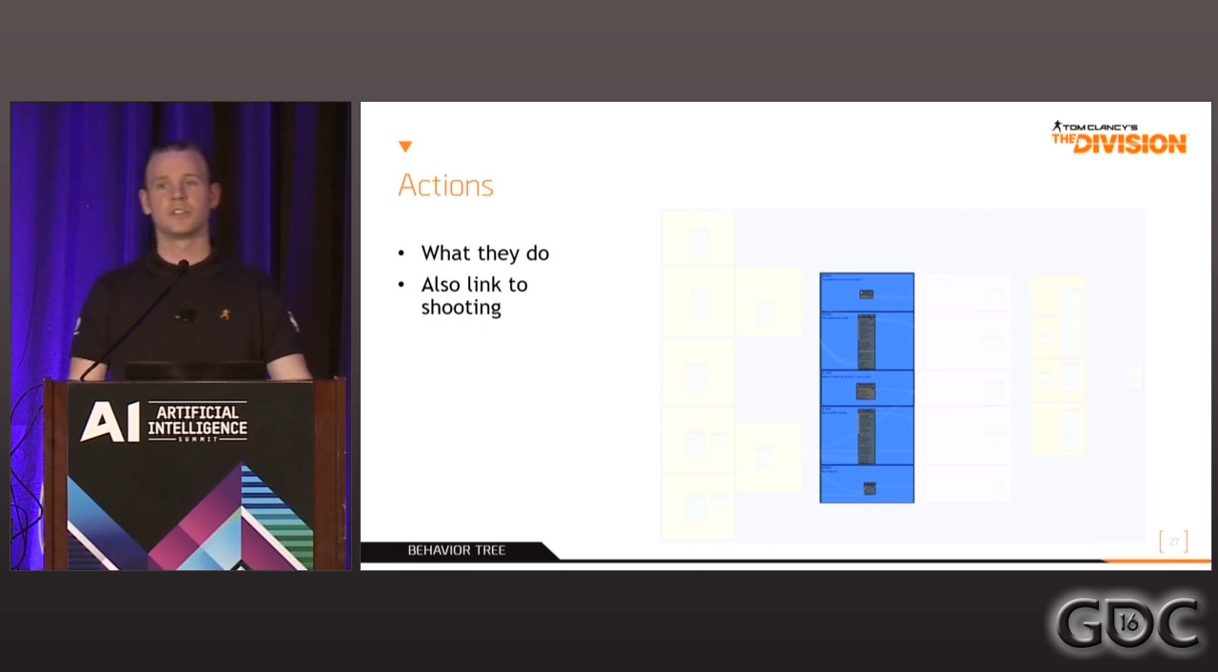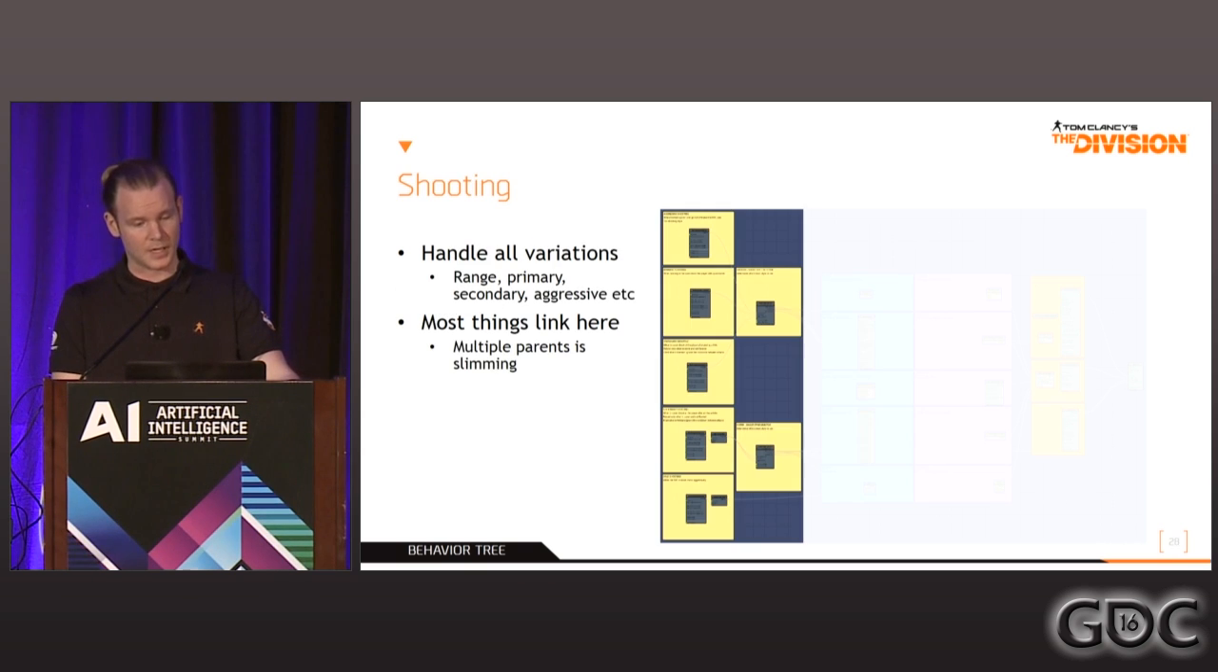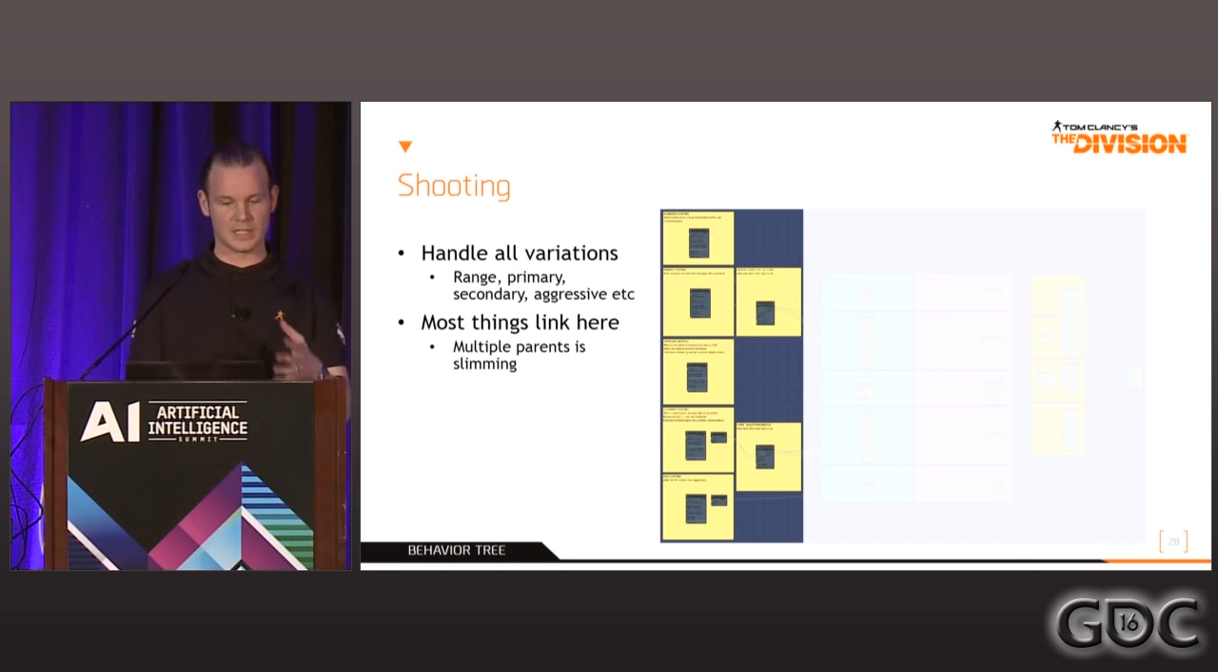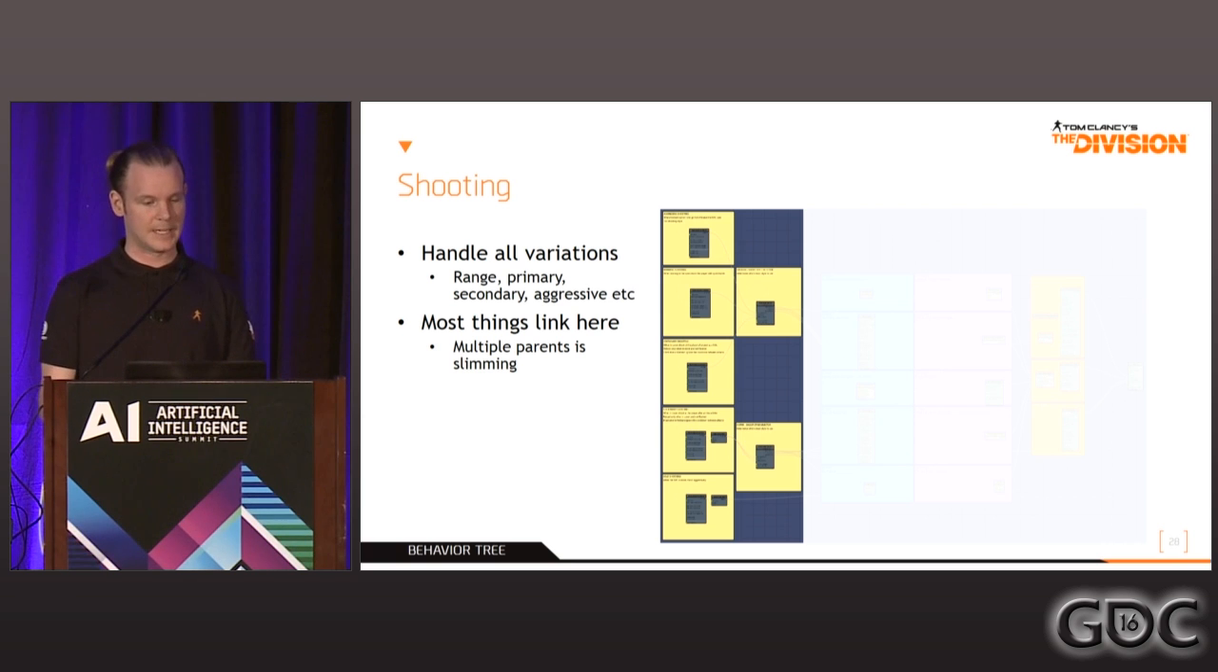The next layer is called actions. Well, it's what the NPCs do, and it also links up to shooting. The shooting layer of the behavior handles all variations of shooting. It handles range, primary weapons, secondary, whether or not they're aggressive, and most of the things higher up in the tree link back here. As you can see, again, we allow for multiple parents to slim down the tree.